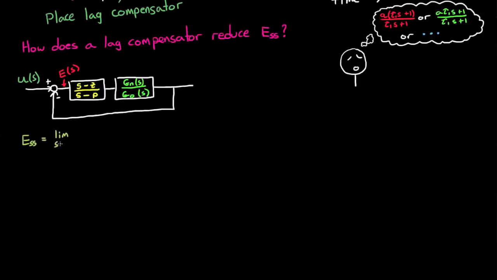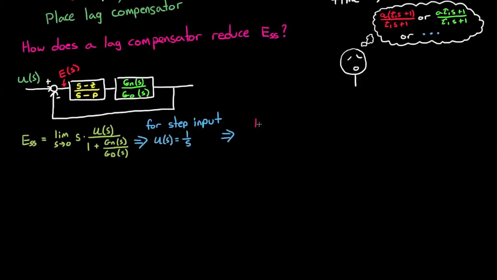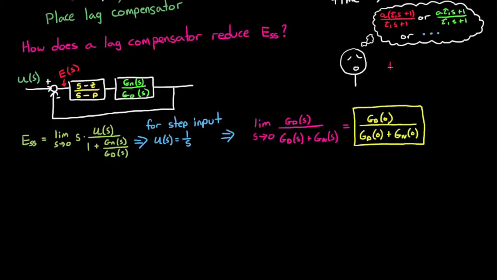I'll feed back the output and compare it against a reference, u of s, to generate an error term, e of s. Now from my video on steady-state error, you know that the equation for ESS, or steady-state error, of a plant g of s is the limit as s approaches 0 of u of s over 1 plus g of s. And for a step input, u of s is just 1 over s. So this equation just becomes the denominator of g when s equals 0, divided by the denominator plus the numerator of g when s equals 0.